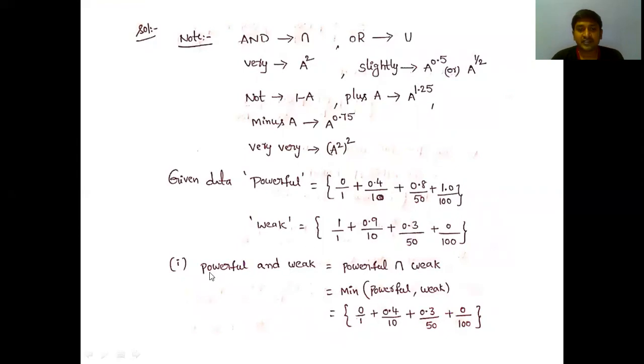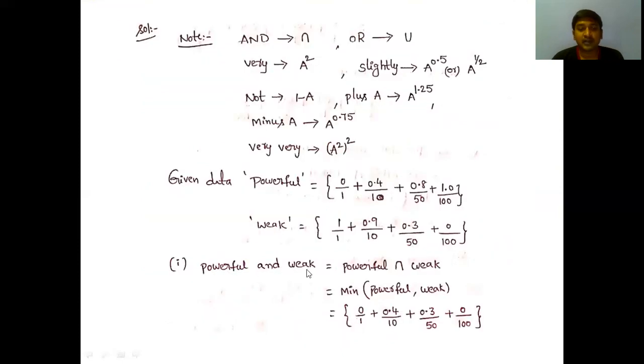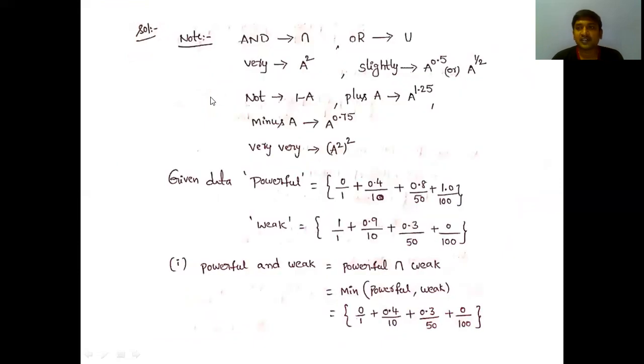So the first one is powerful and weak. Actually the question is powerful and/or weak, so it's not correct. We may write powerful and weak, or powerful or weak. These are the correct statements.